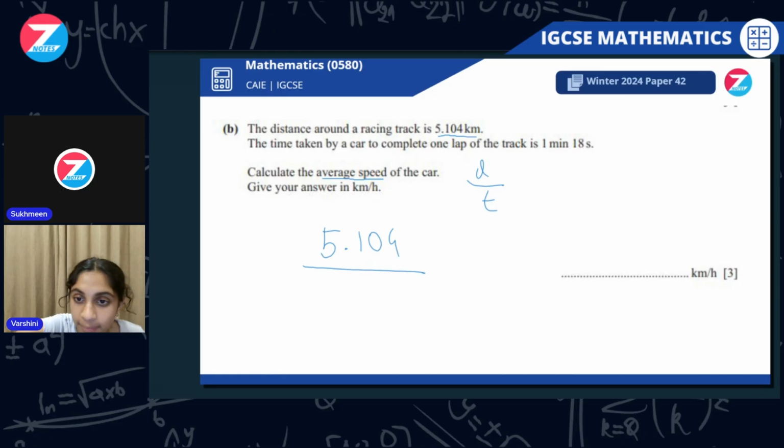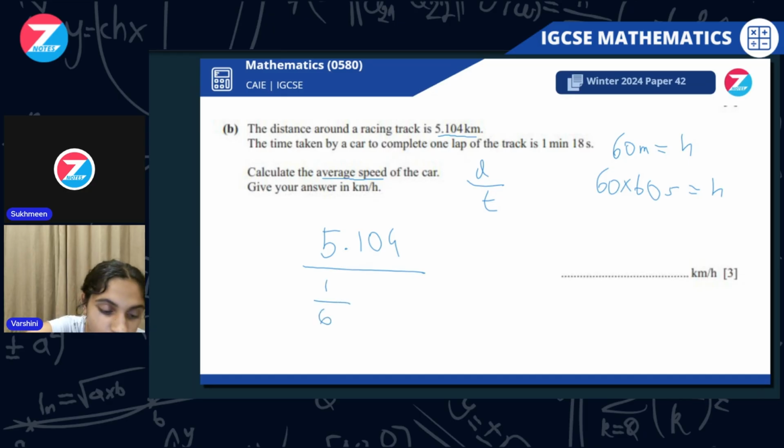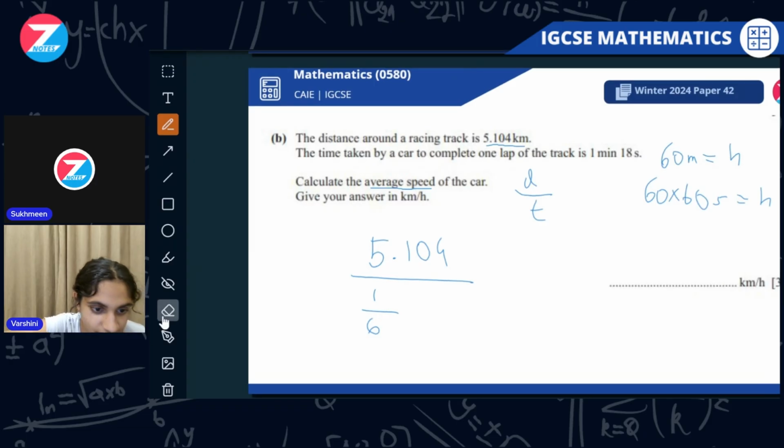We know 60 minutes equals an hour, and 60 seconds equals a minute. So it's going to be 60 times 60 seconds equals an hour. And here we know the time is 1 minute plus 18 seconds. So to convert the minute to hours, we're just going to have to do 1 divided by 60.